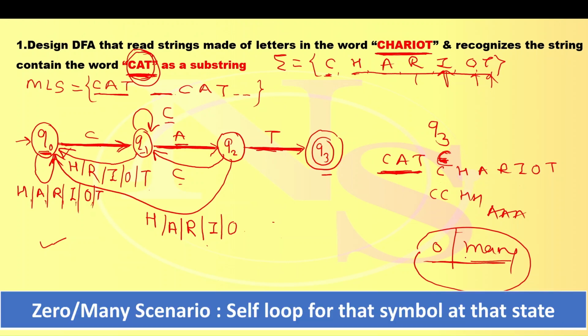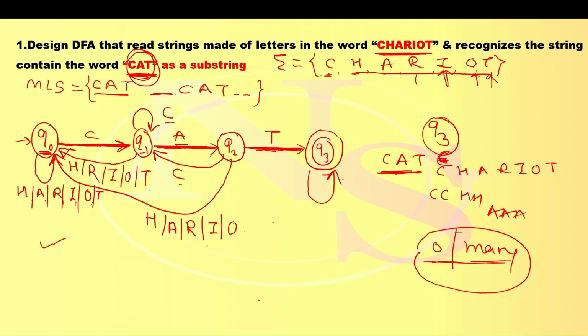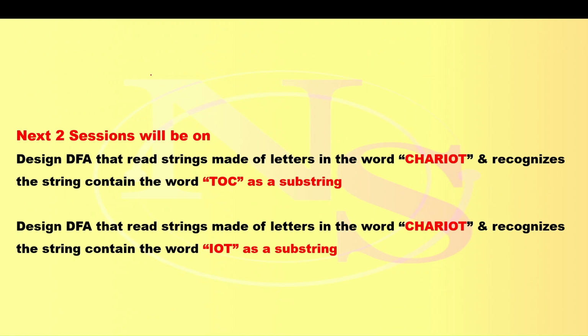0 or many means what? A self loop. At which state? State Q3. For which symbols? For all the remaining symbols, which are C, H, A, R, I, O and T. And this becomes our final DFA. As all states are deterministic, this is a deterministic finite automaton that accepts all the strings where CAT is a substring. In the next few sessions, we will learn similar questions where TOC will be a substring and IOT will be a substring.